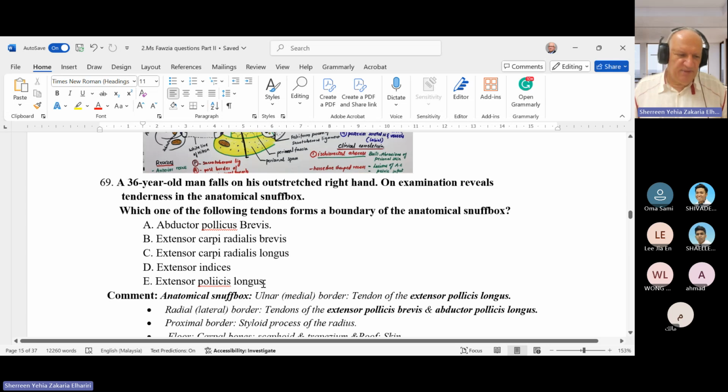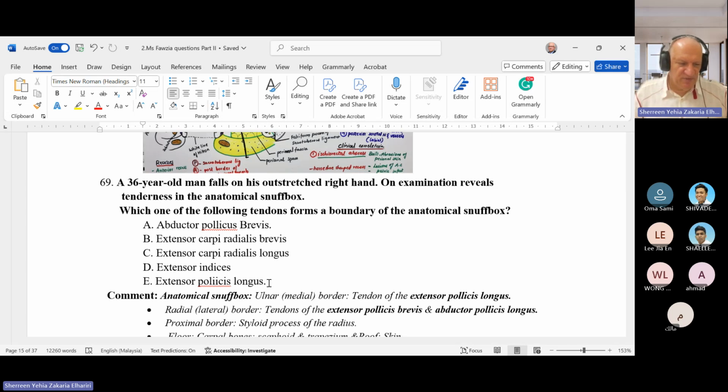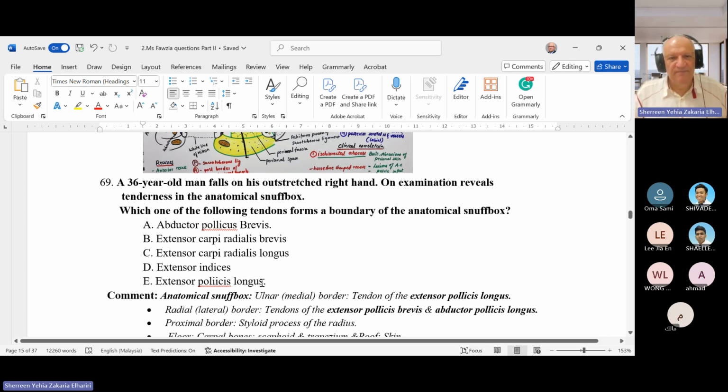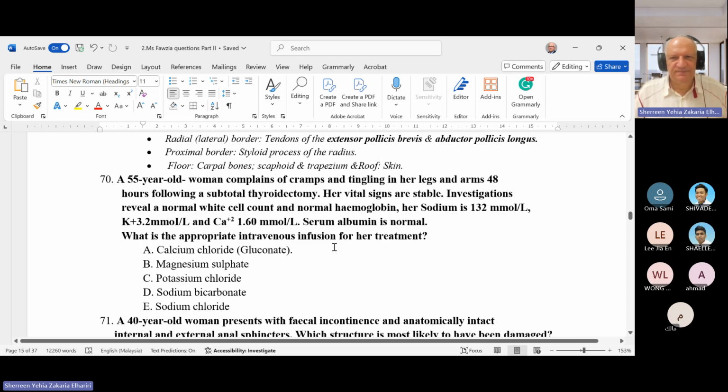If you're looking for abductor pollicis longus, it is not written here, it is brevis. If you're looking for extensor pollicis brevis, it is not mentioned here. So extensor pollicis longus is correct. If we had abductor pollicis longus and extensor pollicis brevis together, that would be the lateral answer. The boundaries of the anatomical snuffbox are important, by the way.